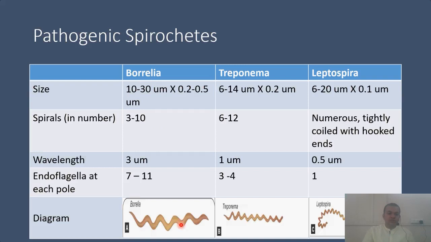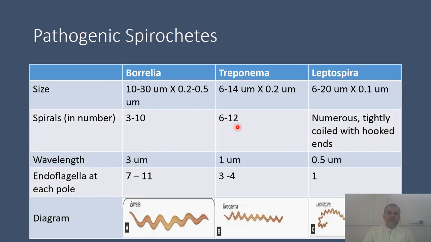So these are the spirals. Within 10 to 30 micron of their length, a minimum of 3 up to a maximum of 10 such spirals can be noticed. The length of each spiral is approximately 3 micron.